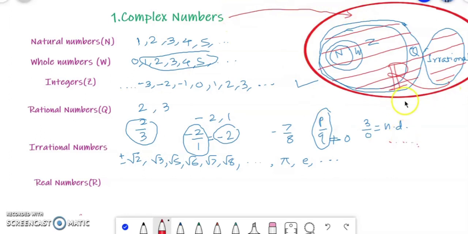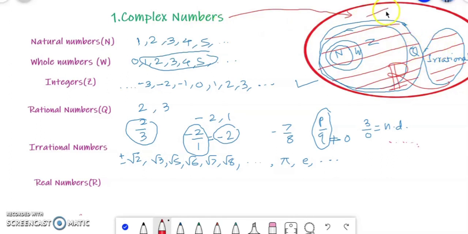This is the set of complex numbers, which contains all the real numbers. That means every natural number that you know, 1, 2, 3, 4, is also a complex number. Every whole number is a complex number. Every integer is a complex number. Every rational, every irrational. Every real number, in short, is a complex number.